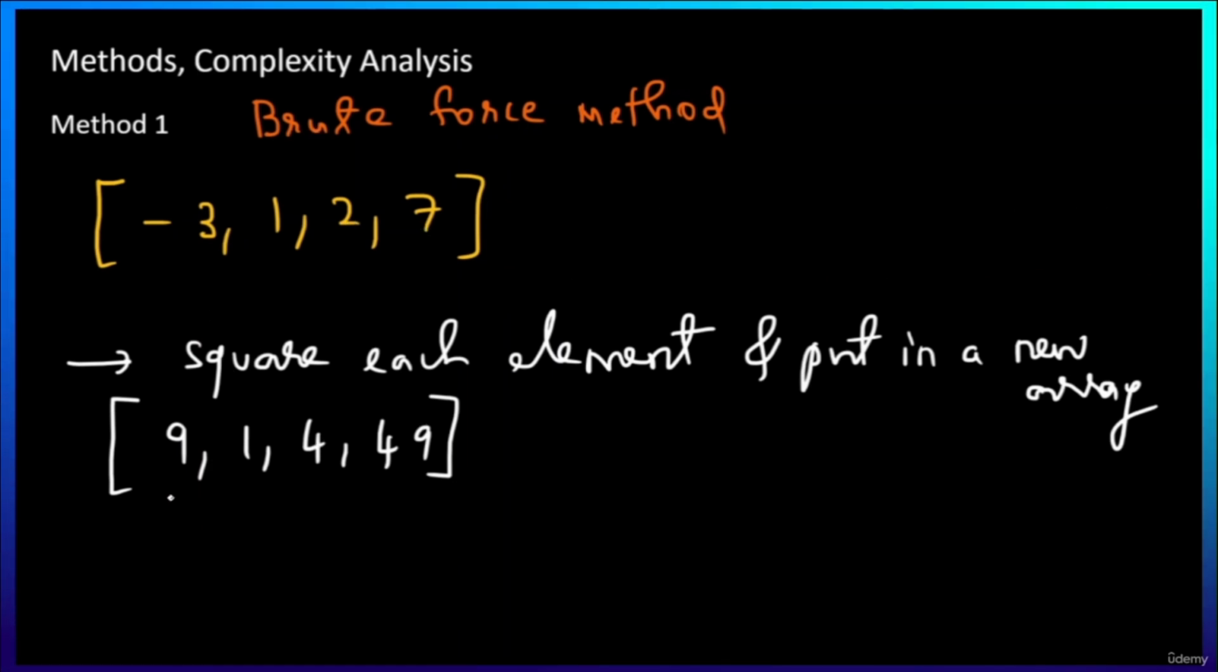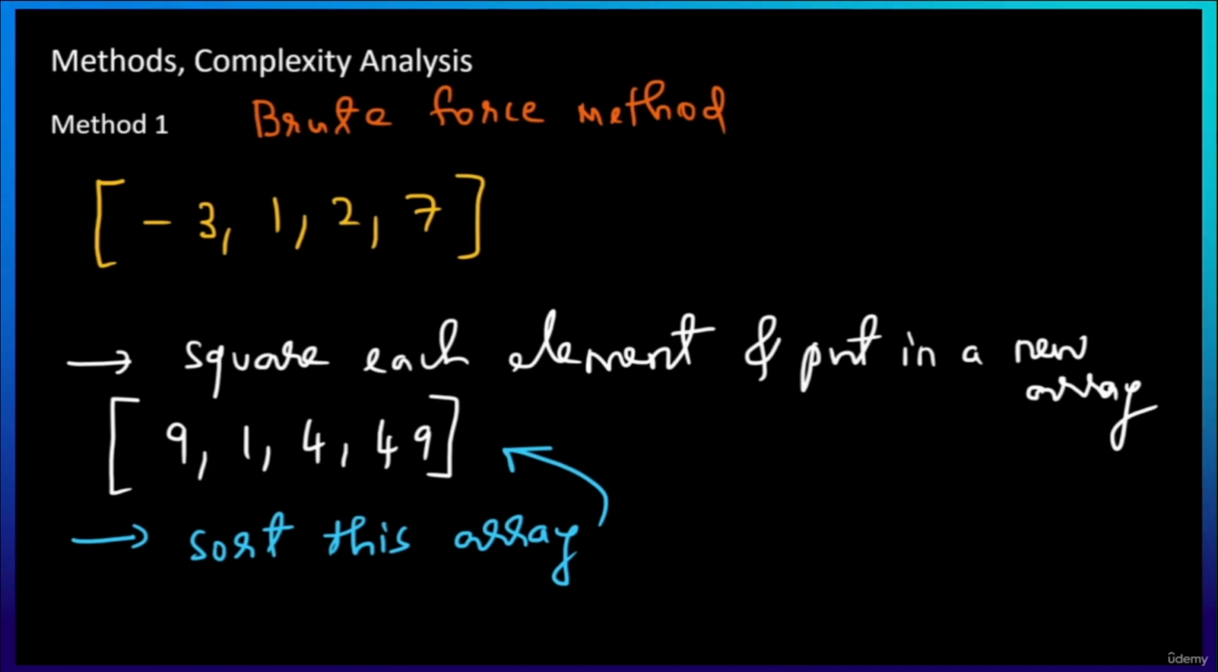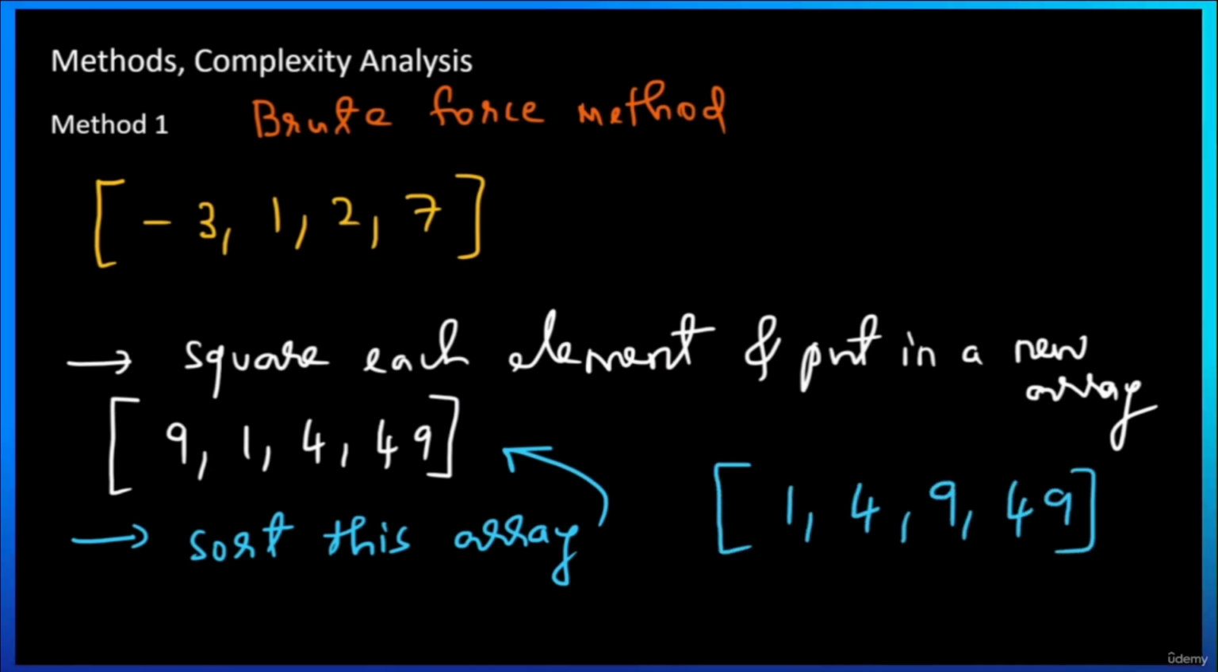Now notice that this array over here is not sorted now. So the next step would be that we have to sort this array. And once we sort this array, we will get the required output, which is 1, 4, 9 and 49. Now this is very simple, but it does not have the best space and time complexity.